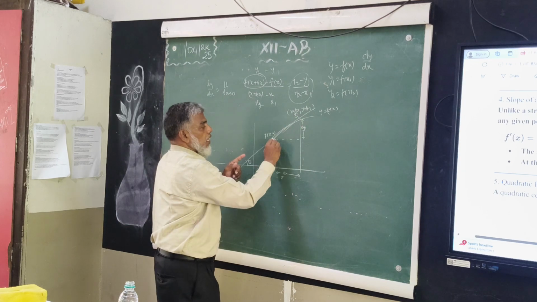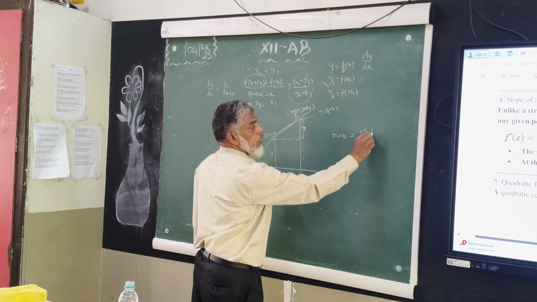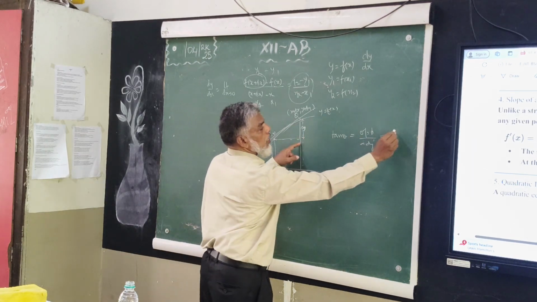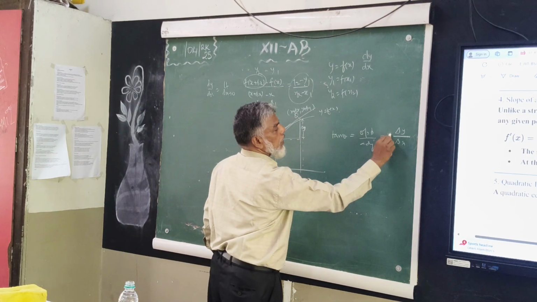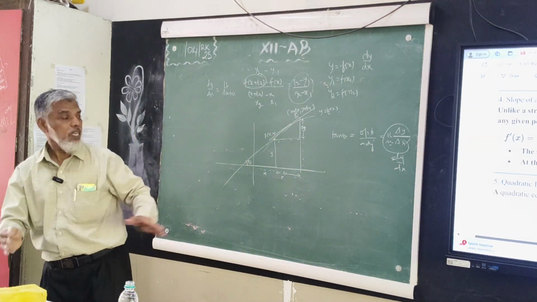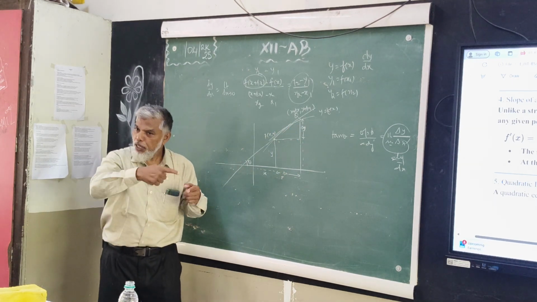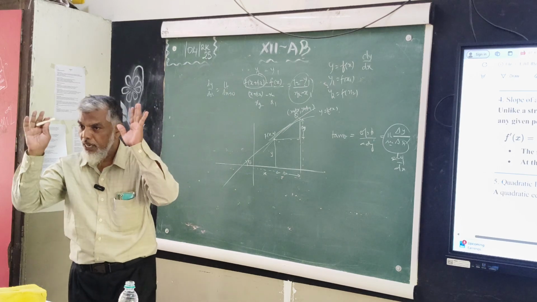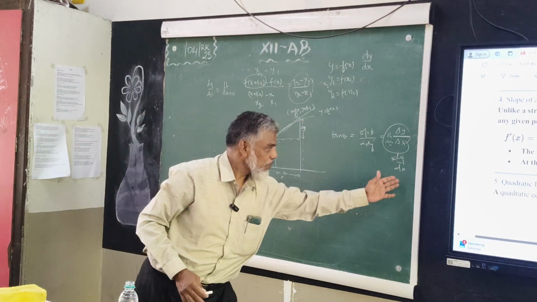Look at this triangle. What is the tan theta formula? Opposite by adjacent. What is opposite? This one, delta y. What is adjacent? Delta x. Limit delta x tends to 0: the point P coincides with Q, therefore we can find the neighboring point, and dy by dx exists. It is nothing but dy by dx.